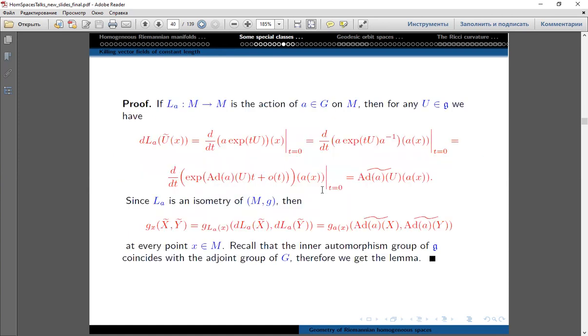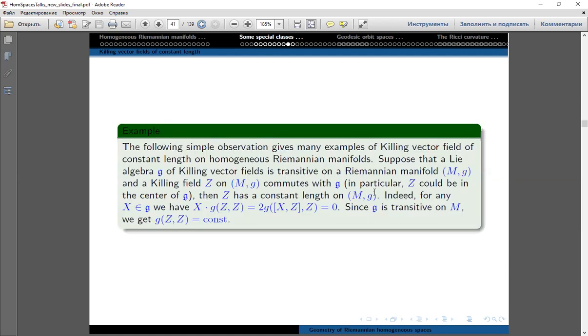This is a proof, very formal and in fact very easy. I also prefer to skip it. Let's consider the following example. The following simple observation gives many examples of Killing vector fields of constant length on a homogeneous Riemannian manifold.